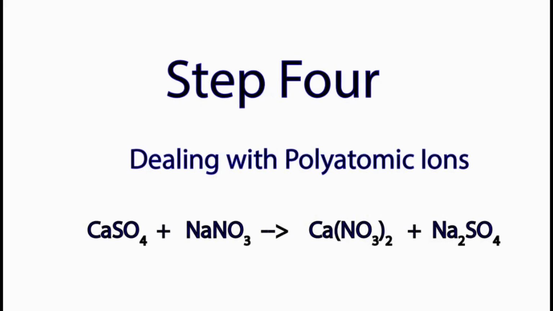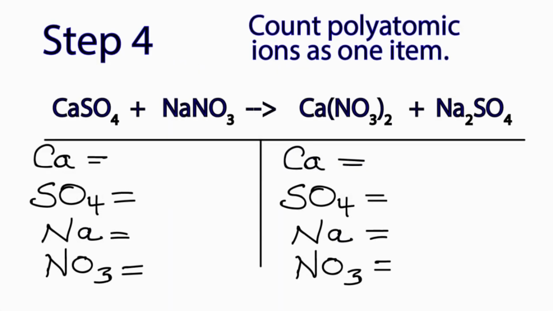Sometimes we'll have equations that look downright scary. Yikes. But if we have a polyatomic ion on both sides, like the SO4 or the NO3, then we can consider that ion to be just one thing. Let's see how that works. So here's the equation, and I've done my accounting below. You can see I have 1 calcium here, 1 calcium over here, and then I wrote the entire SO4 as one thing.